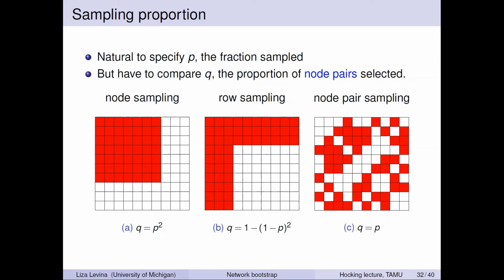Now, once you look at this picture, it's natural to think about what fraction you are sampling. That's the P, but you're sampling different objects. So what you really want to look at is what fraction of this matrix is colored in red. That's what's comparable. So if you're sampling P nodes, that'll be P squared here, and for the node pairs, it's just P. So that's what I'm going to call Q, and that is going to be comparable across all schemes. That's the fraction of the matrix that I allow myself to observe.